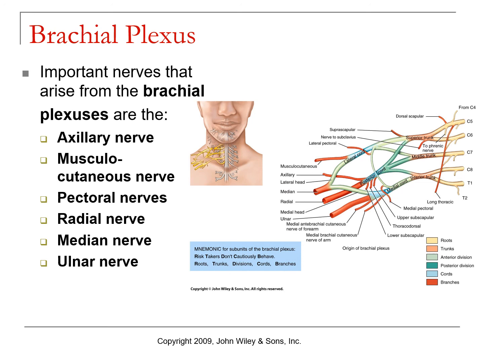Important nerves that arise out of the brachial plexus are the axillary nerve that signals the deltoid and the skin around the shoulder region. We also have the musculocutaneous nerve that innervates the biceps brachii muscle, the pectoral nerves that innervate the pectoralis major muscles, and the radial nerve that innervates the triceps brachii muscle.